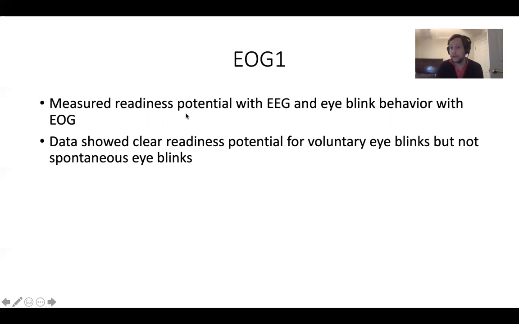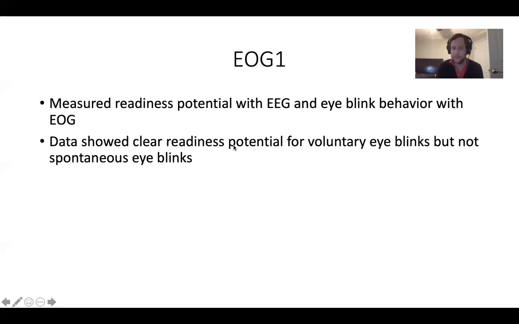It measured the readiness potential. They call it the Bereitschaft potential, which is a synonym, which uses EEG, so electrodes placed on the scalp. And they also measured eye blink behavior, that is electrodes placed on the face, with EOG. And this study was pretty darn straightforward, actually. I feel like when I wrote this quiz, it was one of the easiest quizzes I've written. It was really simple. You really just have to read it and look at the data. And these questions are pretty straightforward. So my prediction is that the scores will be high on this quiz.